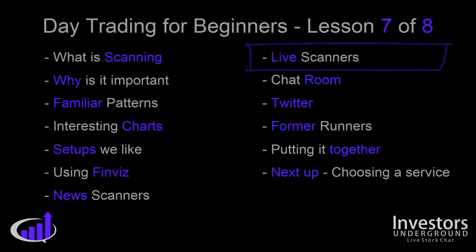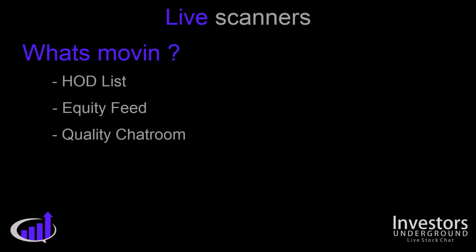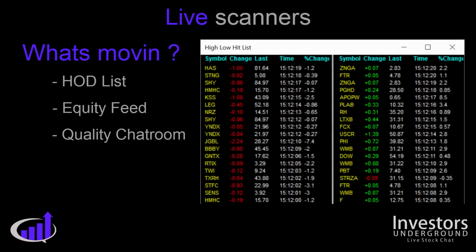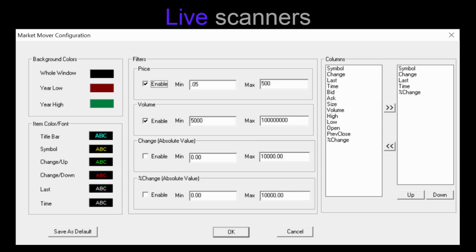There's also live scanners, and most of these are technical based, at least from my view. You've got the high of day list, you've got Equity Feed, and like I said before, you've got the chat room. So high of day and low of day list, I get from DAS Trader, and a lot of other platforms do have it now, but it's really just a scanner that shows stocks that are hitting all the high days and stocks that are hitting all the low days.